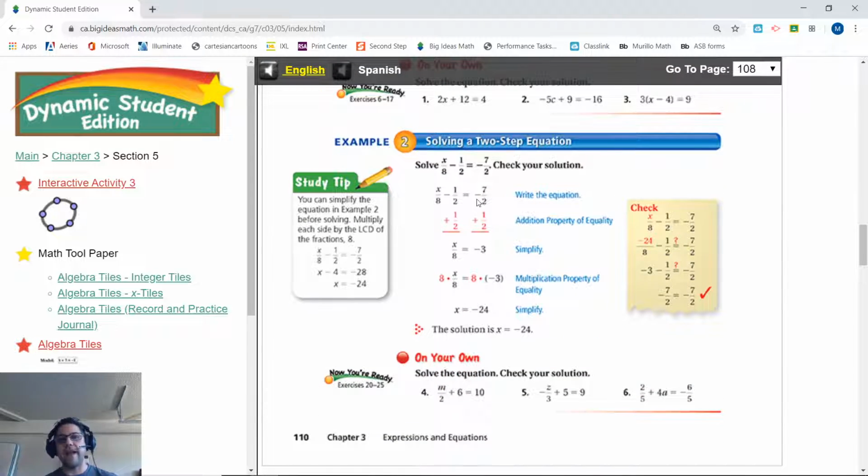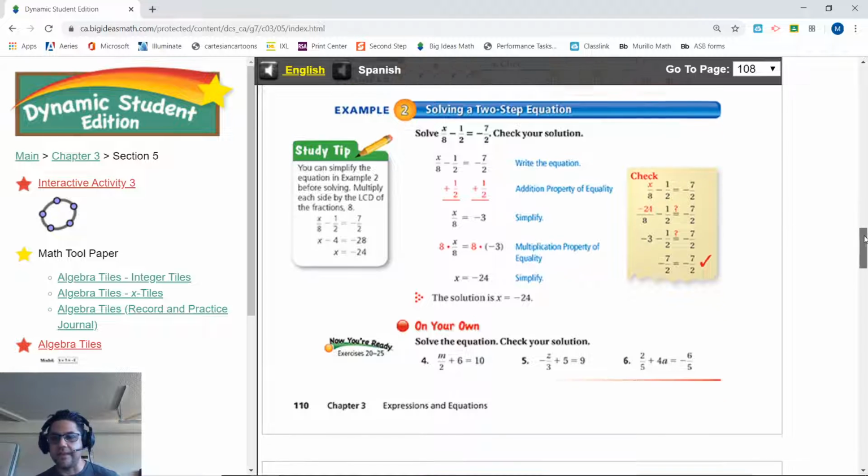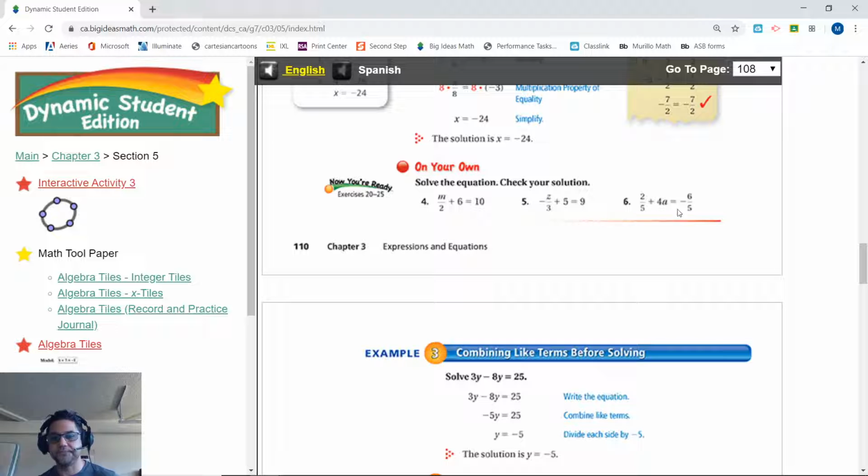Now, when you have fractions, we want to remind ourselves that in order to add or subtract fractions, you do need the same denominator. And if you notice here, when they add 1/2 to both sides, you do have the same denominator, so it should be good there. You may be wondering how they got the negative 3. Remember, a negative 7 plus 1 is a negative 6, and a negative 6 divided by 2 is a negative 3. Then we multiply both sides essentially by the reciprocal, and we're good to go. Check is over here. All right, and then we'll do a few fractional problems like that.